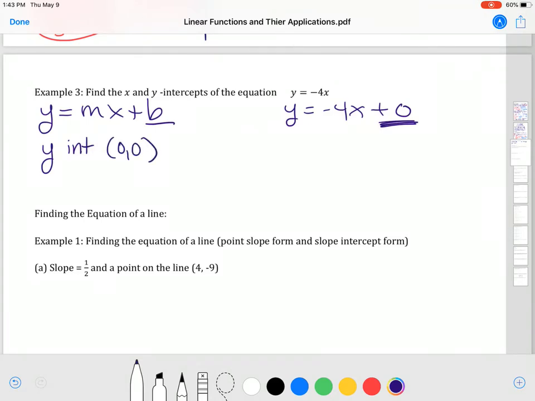So be careful of that. Just because you don't see a plus b, some number in there, doesn't mean there's no y-intercept. It just means that it's 0 and we just didn't bother to write it in there. We were being lazy.